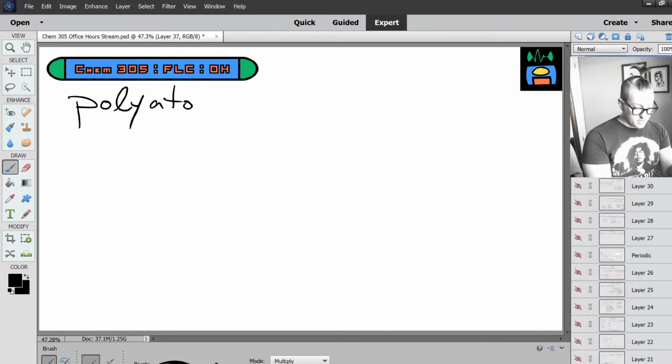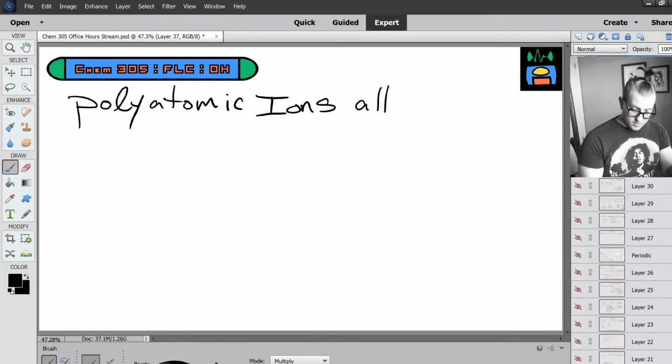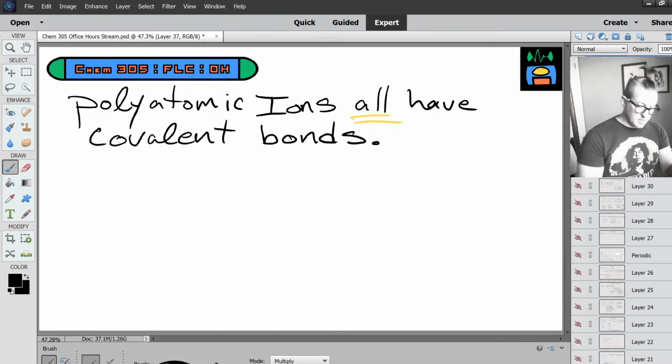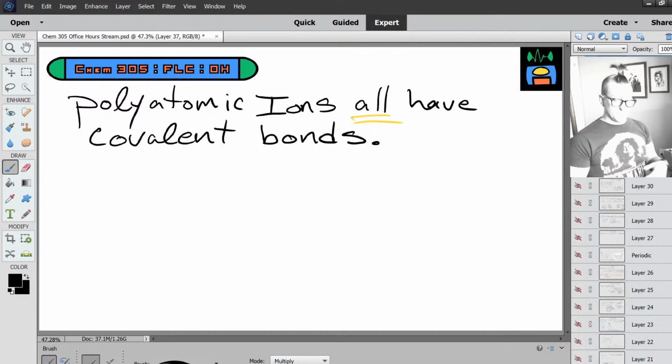Polyatomic ions all have covalent bonds. All right, every polyatomic ion has a covalent bond.